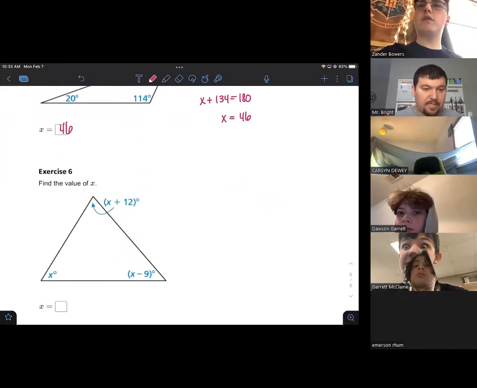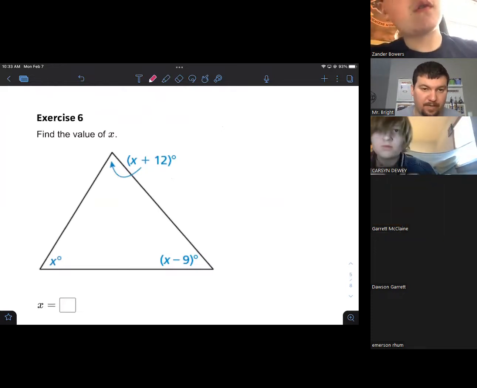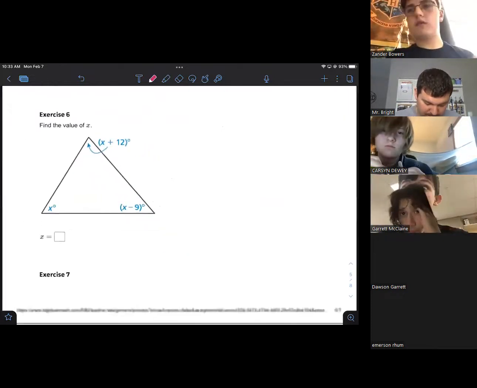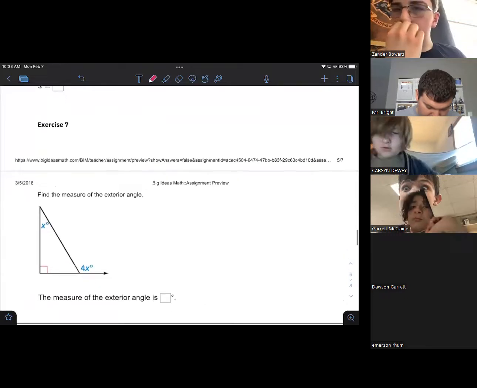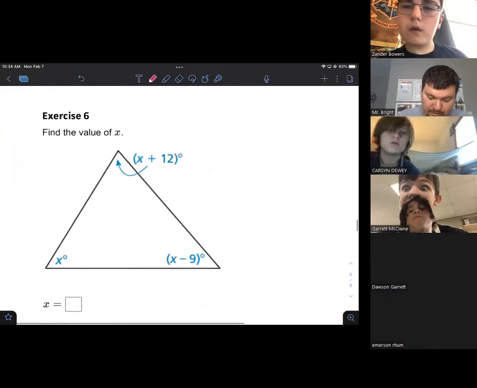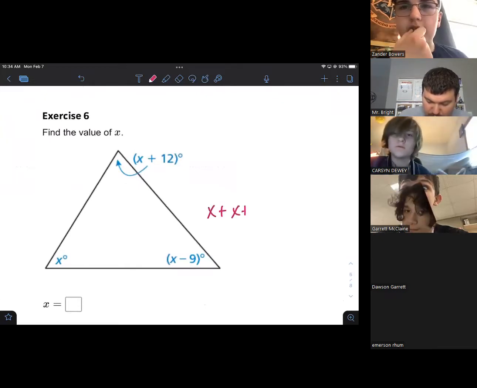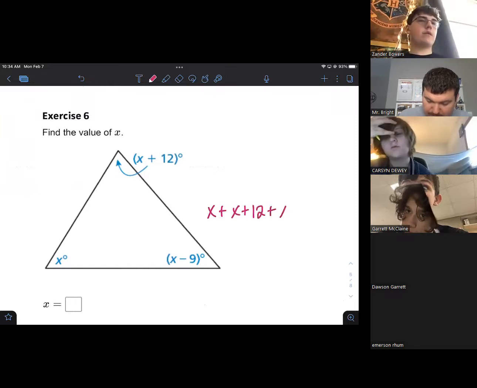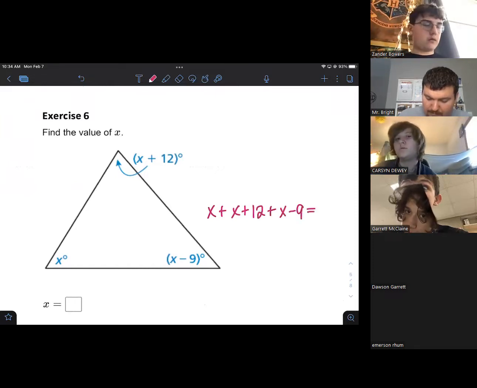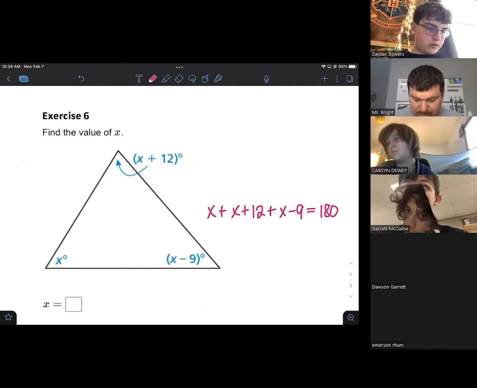Number 6 also says find the value of X. If it would have said find the measures of the 3 angles, once I find X, I'd have to plug in to find the measures of the 3 angles, but it does not tell me to do that. In fact, it looks like the next one's going to do that. So we'll just do it there. So number 6, I know that X plus 12 plus X minus 9 has to all add up to equal 180 degrees. Notice I'm not using any parentheses because I'm just going to add these values together. I don't need the parentheses.